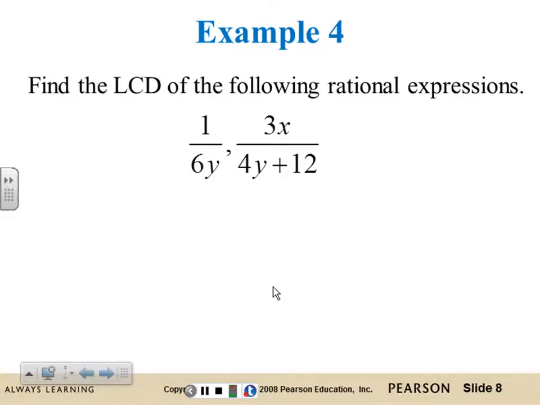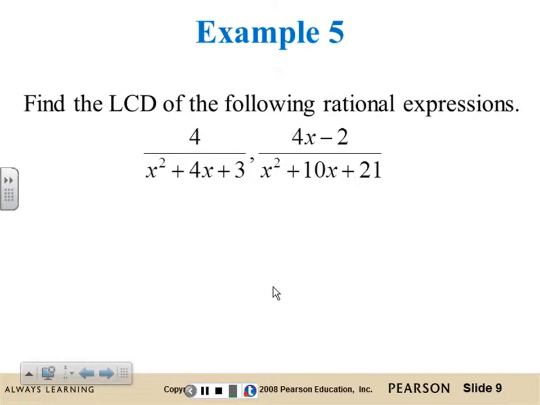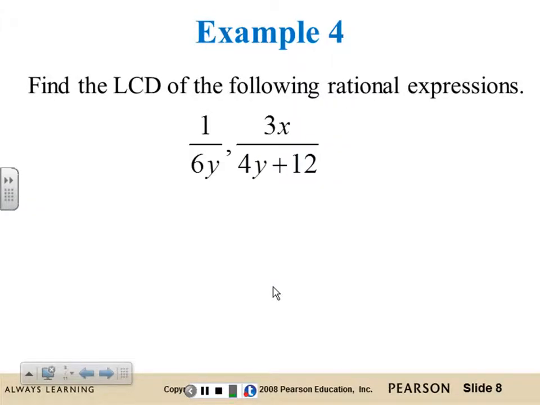Alright, so let's look at this. It says find the least common denominator of the following rational expression. So we have denominators of 6y and 4y plus 12. So remember, the first thing we're going to do is factor. This is a monomial. So since this is a monomial, we don't have to factor it. Over here, however, we're going to have 4 times y plus 3.